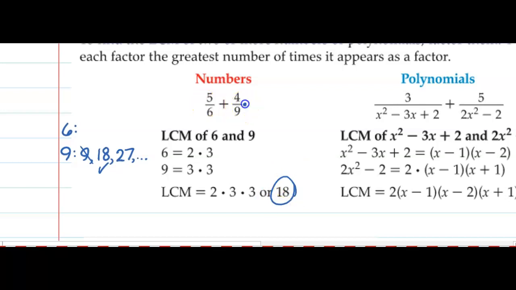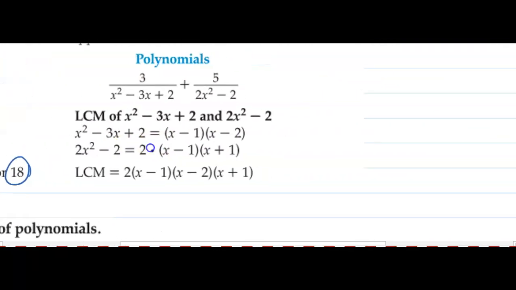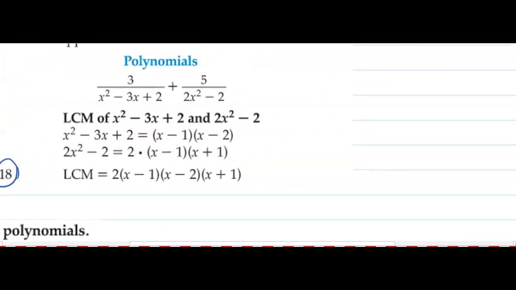Then we would have to multiply this by 2 over 2, so that it becomes 10 over 18. We'd have to multiply this by 2 over 2, so that it becomes 8 over 18. And then, and only then, could we add them together because they have a common denominator. The same is true of polynomials.